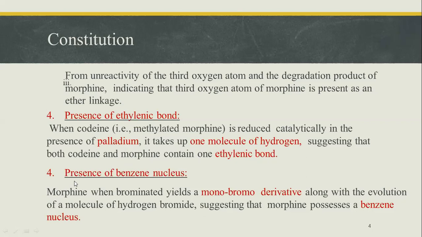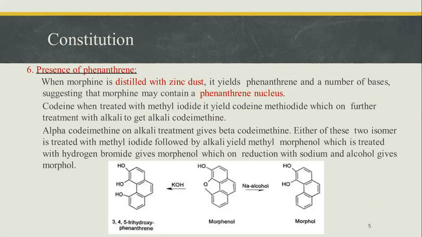Then we have to test for the benzene nucleus. Morphine on bromination yields a monobromo derivative. So the formation of the monobromo derivative indicates the presence of the benzene nucleus. Morphine on treating with bromine gives a monobromo derivative, which confirms the presence of one aromatic ring in morphine.